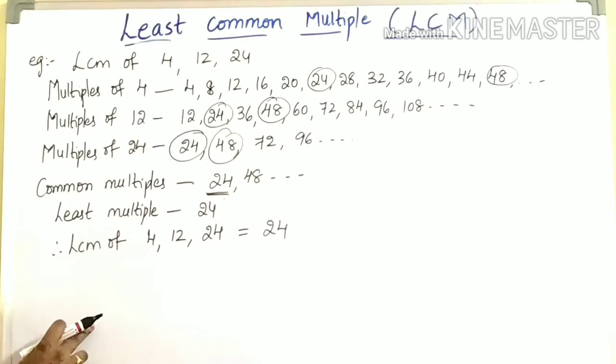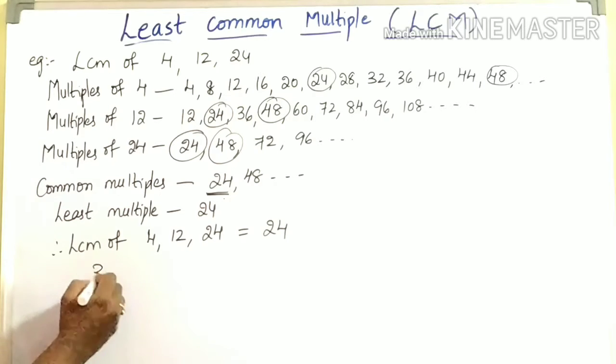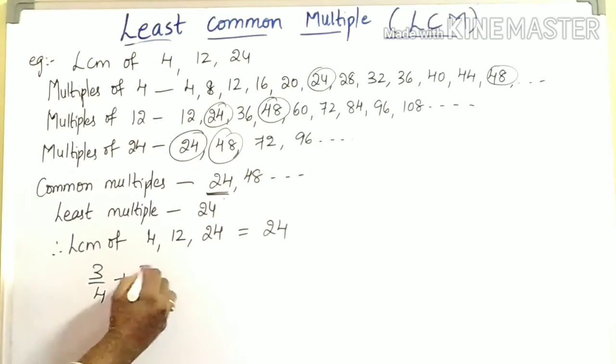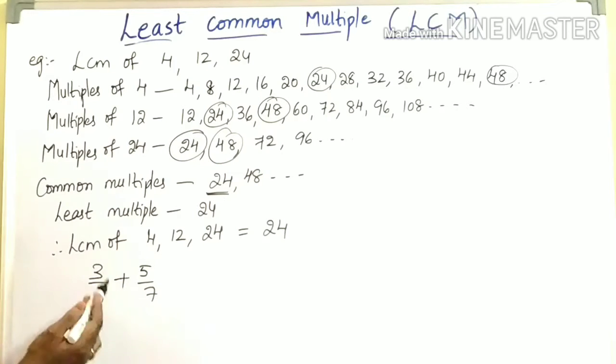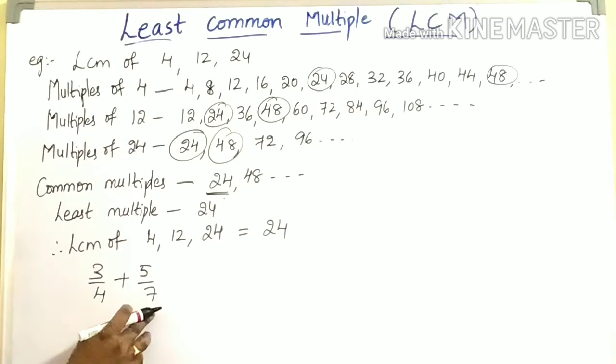Right? Now, where is LCM used, children? LCM is used in the case when the denominators of the fractions are different, like 3 by 4 plus 5 by 7. When the denominators are different, then we use LCM while performing any arithmetic operation such as addition, subtraction with the fractions. So LCM is used to make the denominators the same numbers. This process makes the simplification easier. Right?